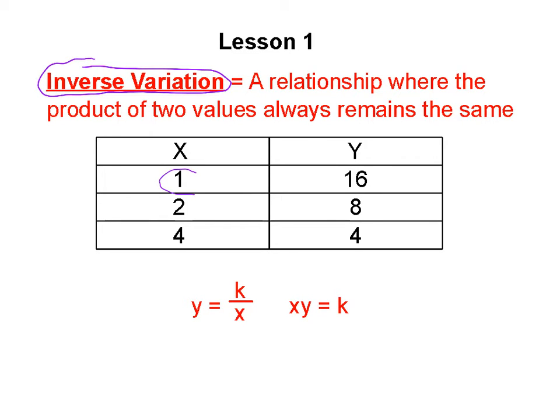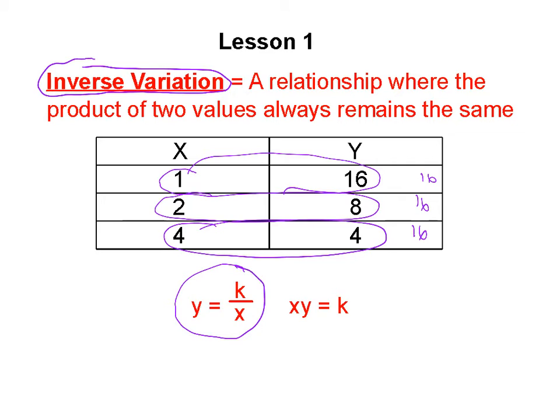So notice here would be one example. If you take x times y, you get 16, and you take x times y, you get 16. Notice the pairs in this relationship can always be multiplied together to give us 16. That would be an example of an inverse variation. Inverse variation equations can be written in two different ways, and both are acceptable today: either y equals k divided by x, or even easier, x times y equals k. K would be the amount that they multiply together to get.